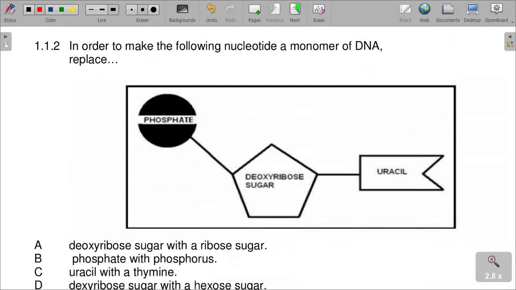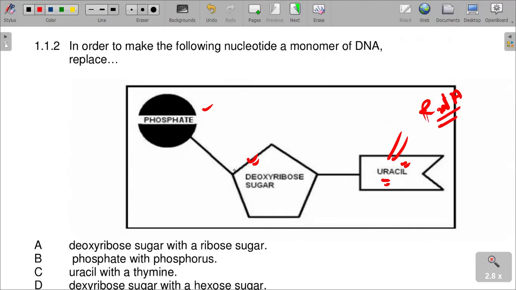In order to make the following nucleotide a monomer of DNA, replace the dash. In order to make this one a monomer of DNA, what has to be there? We have got phosphate, we have deoxyribose sugar, but there is a problem where we have uracil. Uracil does not exist in DNA. It is found in RNA. So this is where the error is, and we have to remove uracil.